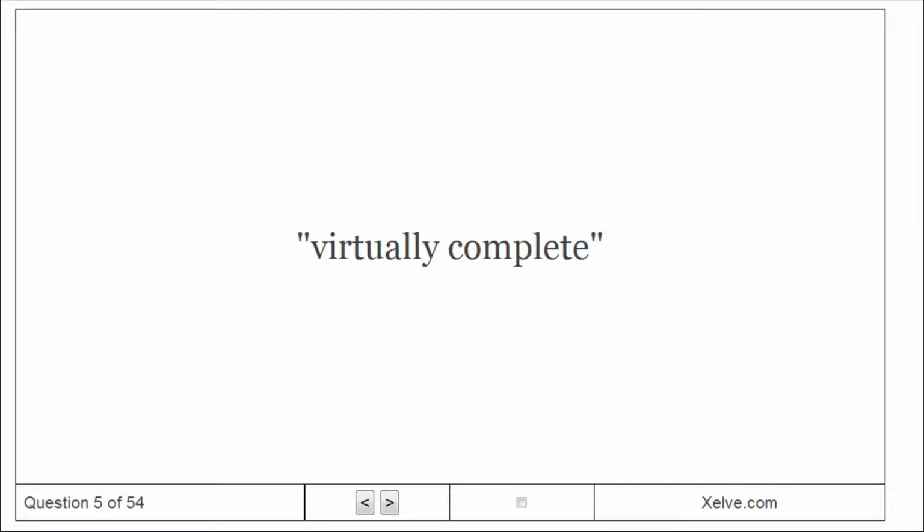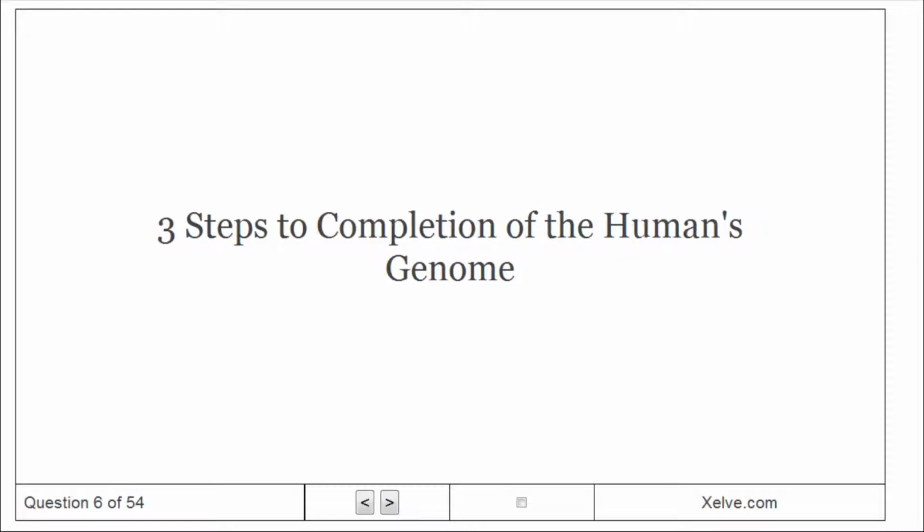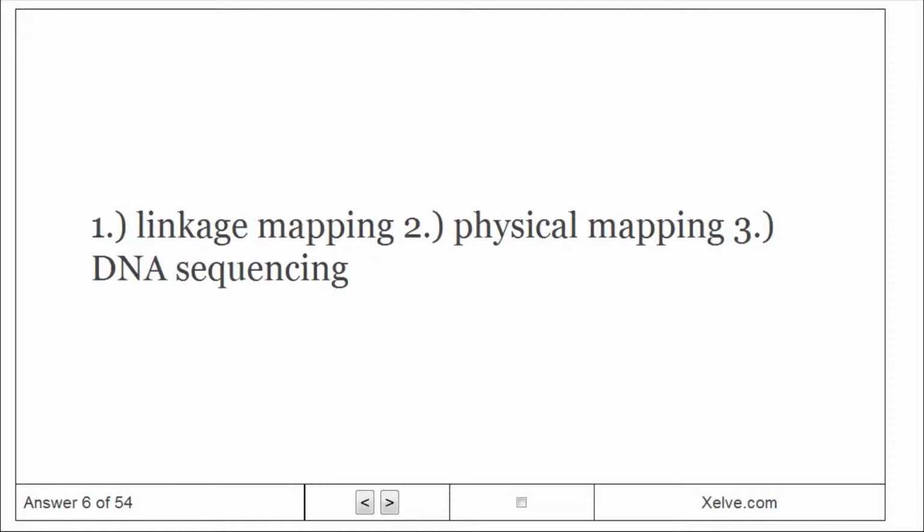Virtually complete. Phrase researchers referred to when all of the human chromosomes were sequenced. Three steps to completion of the human genome: 1. Linkage mapping. 2. Physical mapping. 3. DNA sequencing.